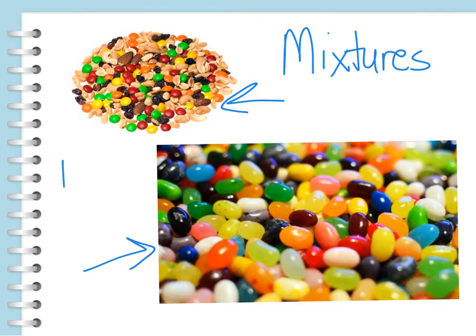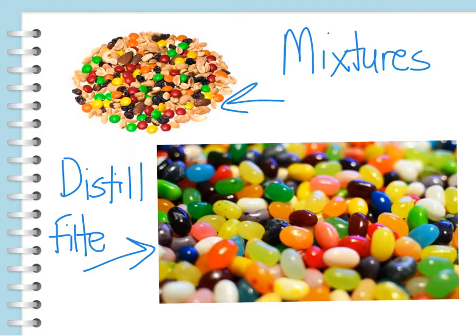things, like distilling, where you boil off the water, or filtering, where you drain off the water. Maybe if you've ever played in the sand, you've gotten one of those sand toys where the smaller sand grains fall through and the seashells and the rocks are left in the toy, and that is filtering.